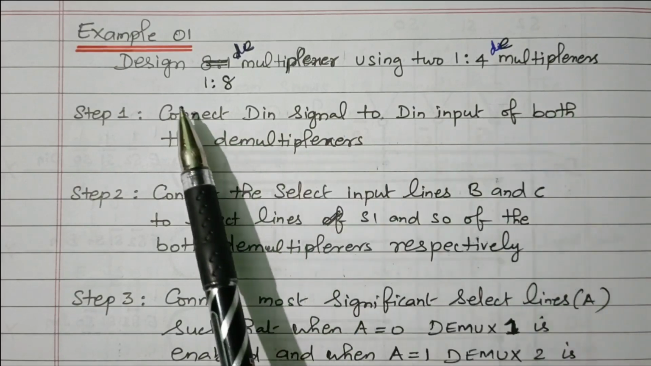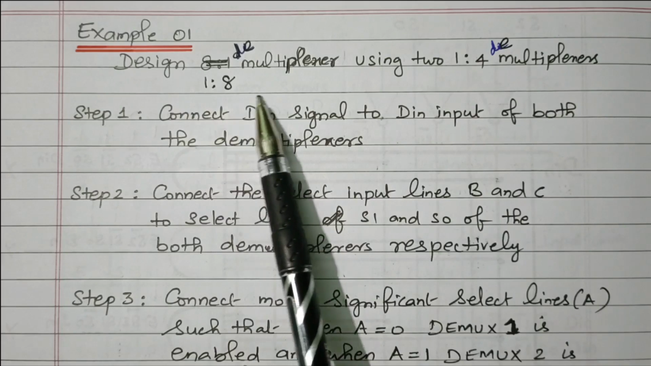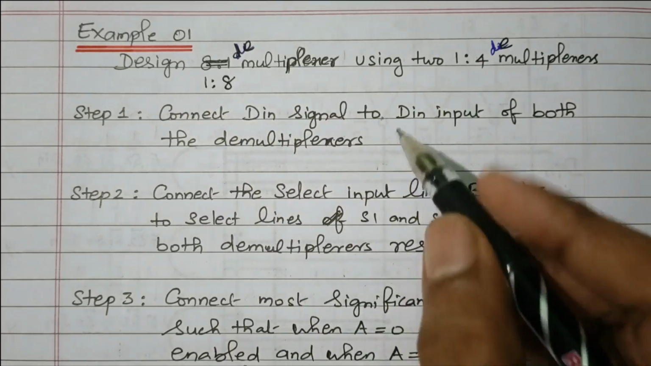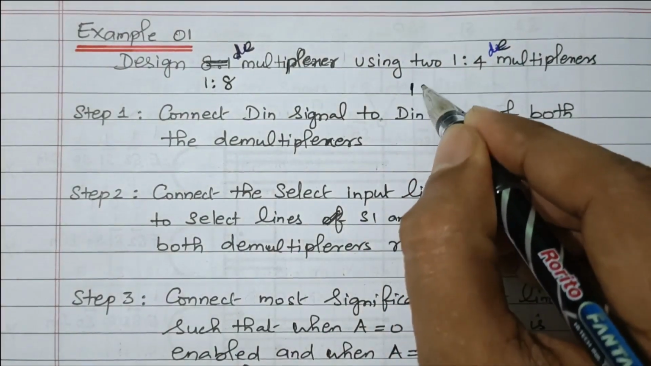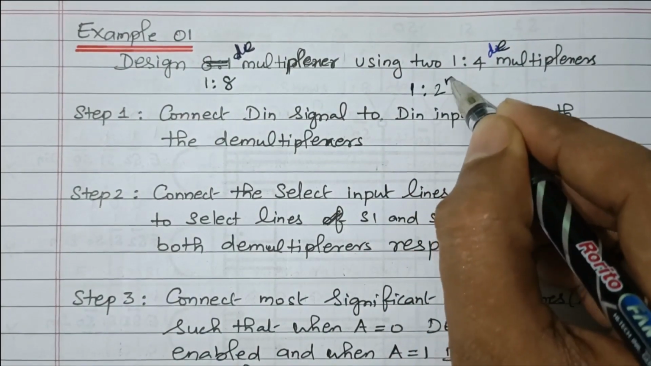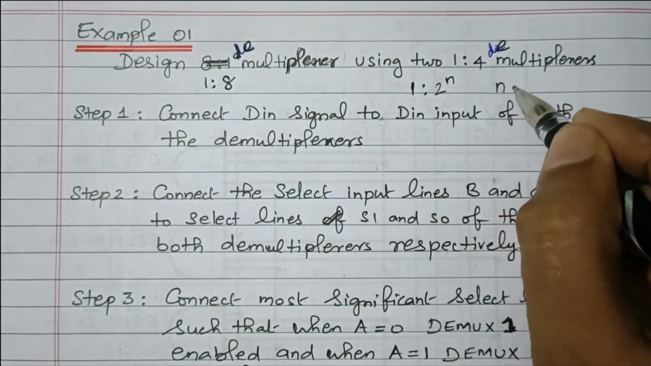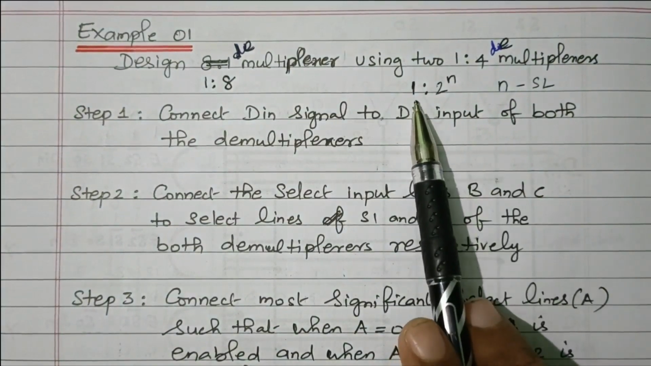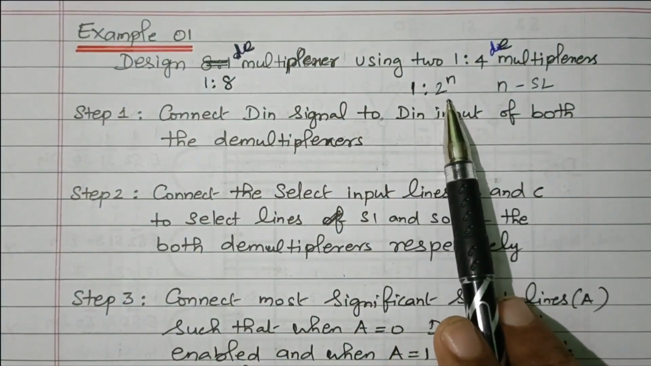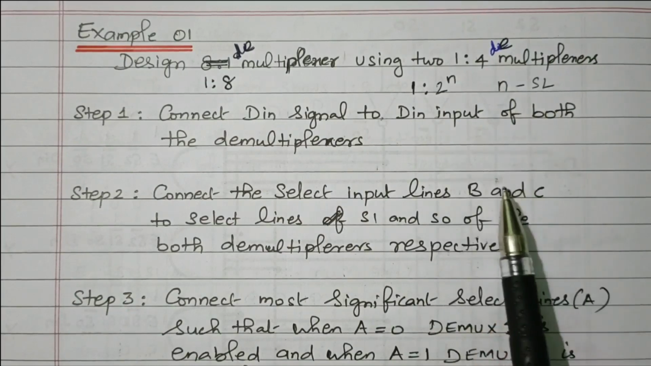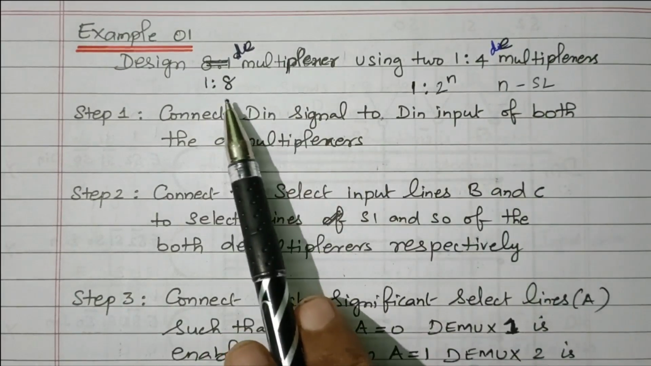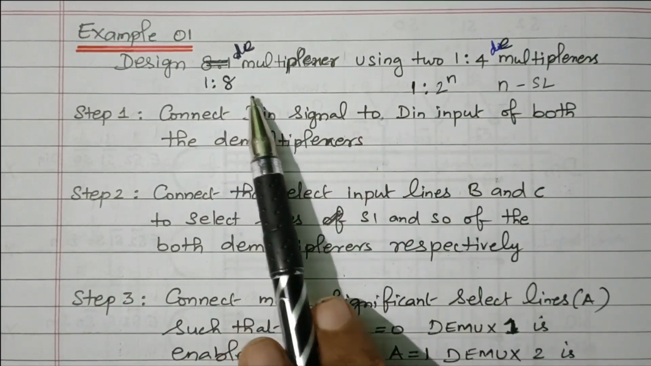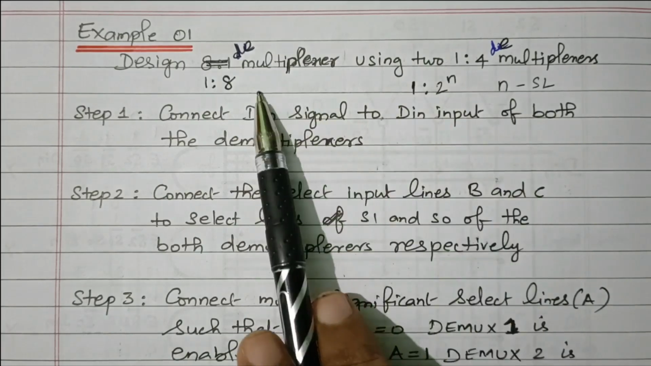Now we'll go to the topic. We need to design the 1:8 demultiplexer using two 1:4 demultiplexers. We know that a demultiplexer is a device that has only one input, 2 to the power n outputs and n selection lines. So this is the basic structure of the demultiplexer: one input, 2 to the power n outputs and n selection lines. So here one input, n is 3, 2 to the power 3 gives 8 outputs, and n is 3 means 3 selection lines.